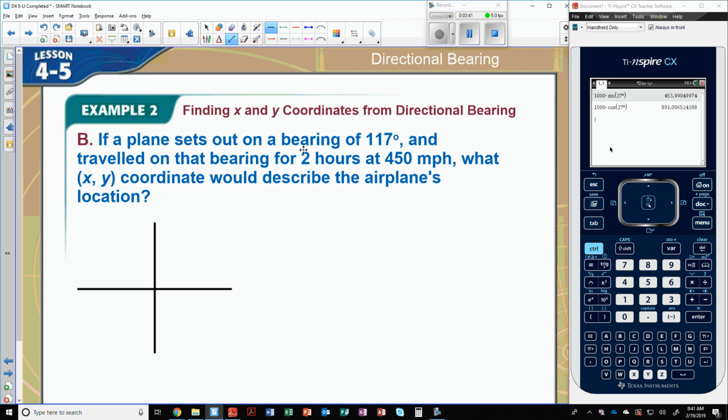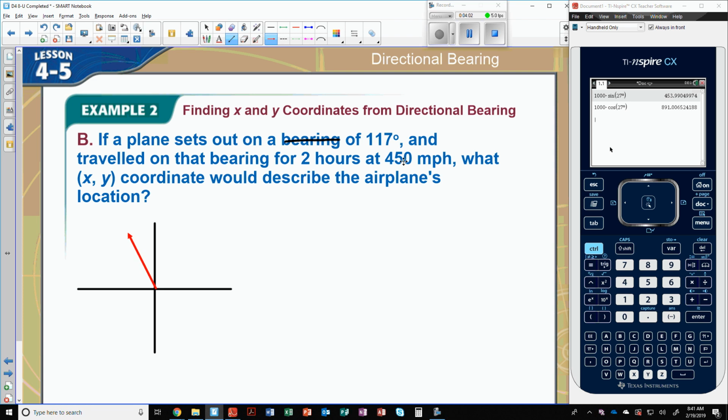If we see this, I'm just going to erase this word here. It sets out and it's traveling 117 degrees. What that would mean is we're going to go from the positive x-axis 117 degrees. So let me draw a little line here. That's 90 degrees, and so 117 is 27 past it. So it's going to be something like this.